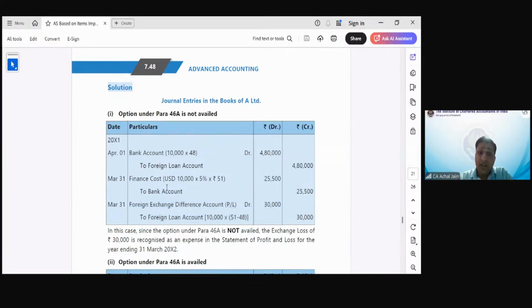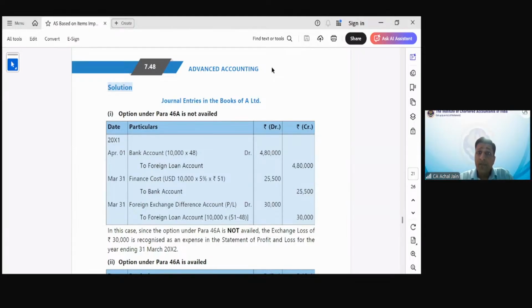At the year end, on this loan, you will compute the interest amount. So 10,000 was the loan amount, 5% is the interest. At the year end, this amount will be translated using the year-end rate. So this will go to your interest cost and the payment is also done, so you'll credit the bank account. I think this part is very simple. This part we have discussed quite a lot. Yes or no?